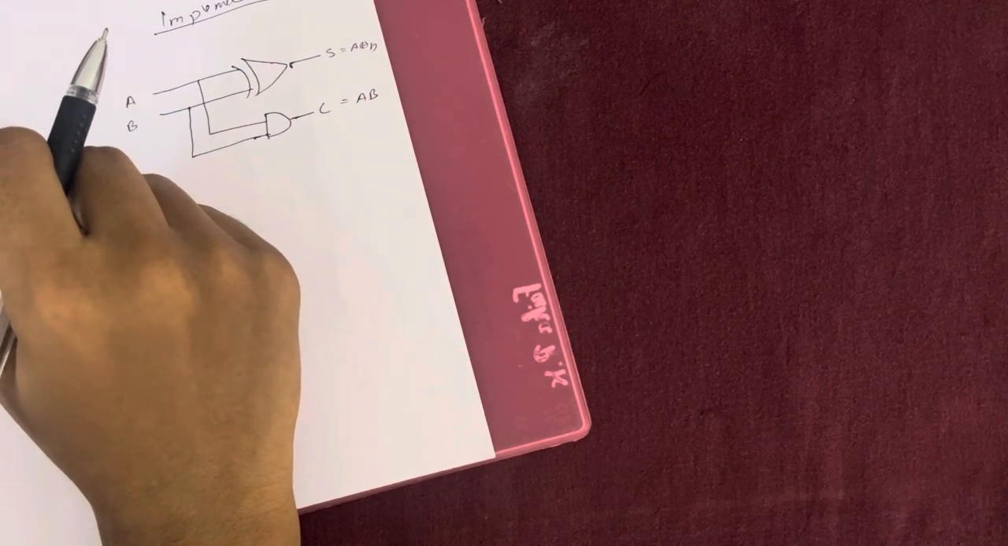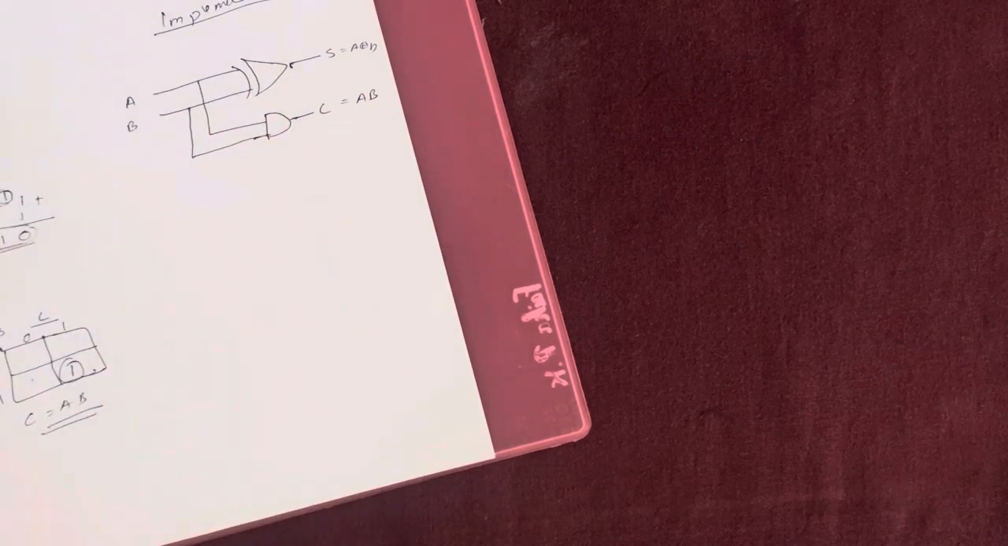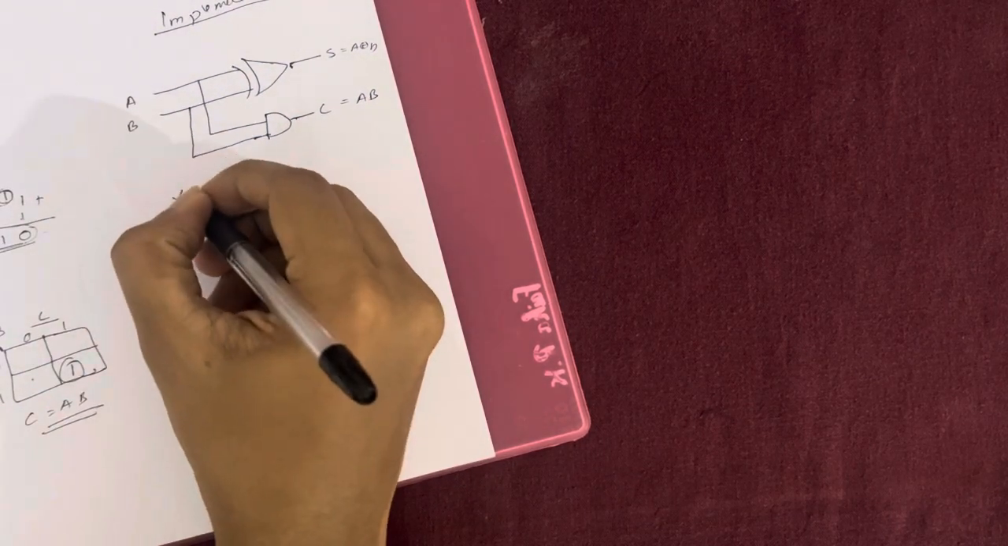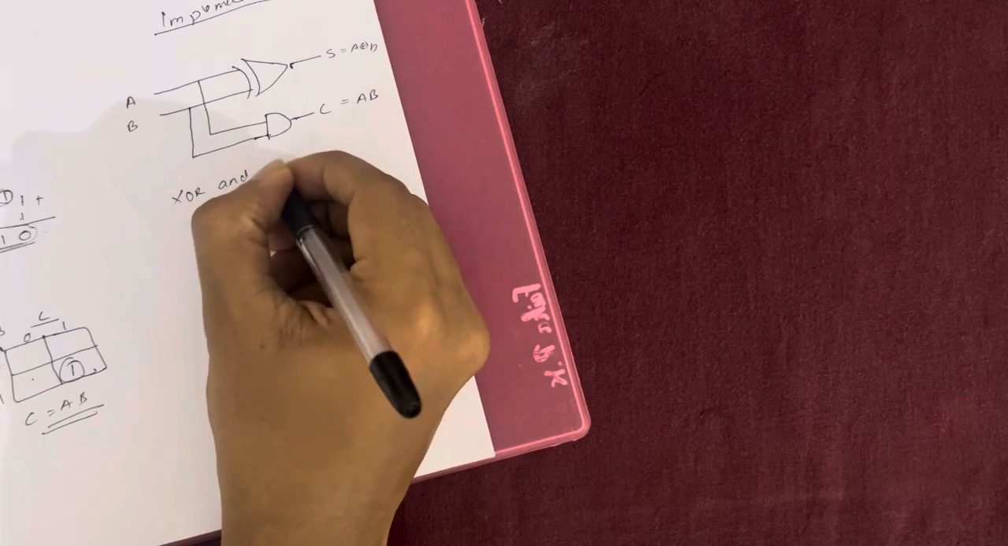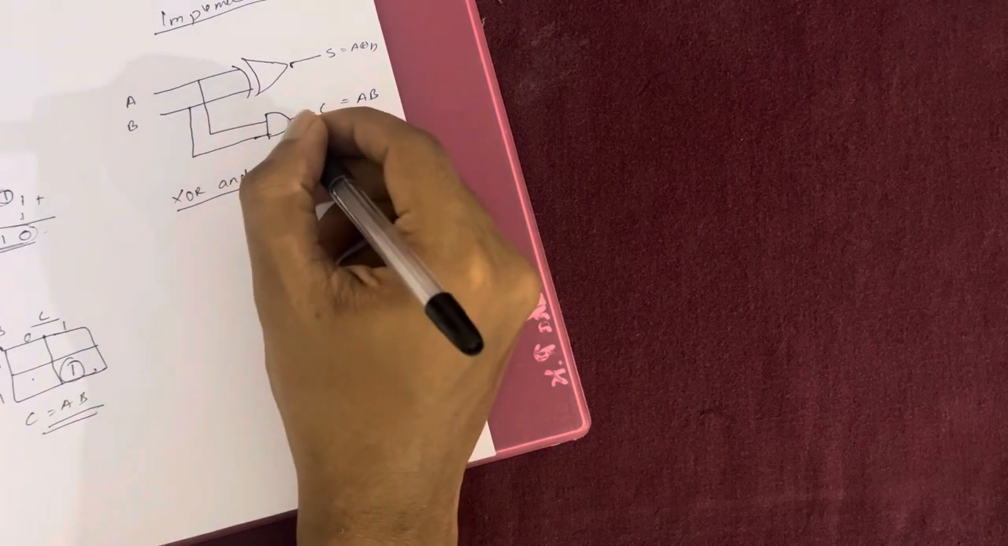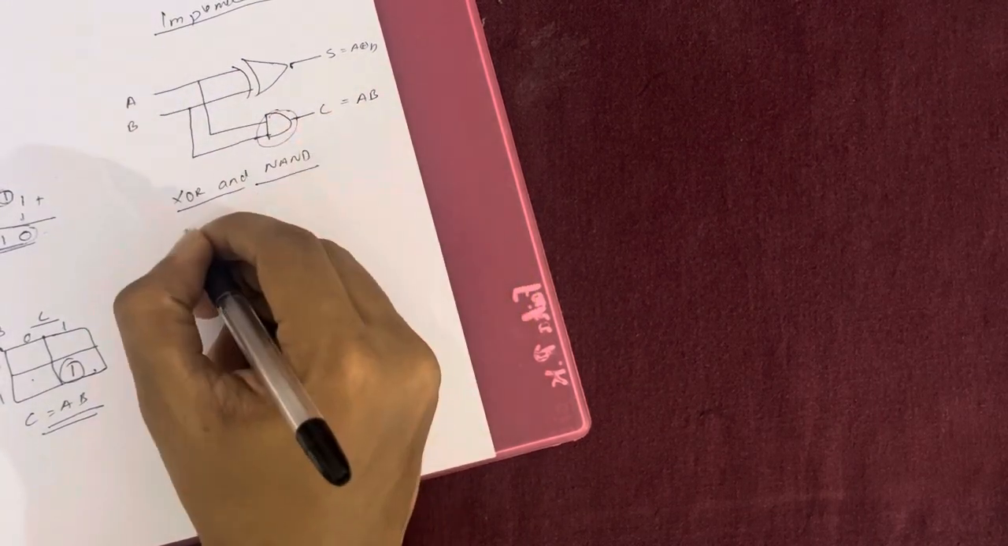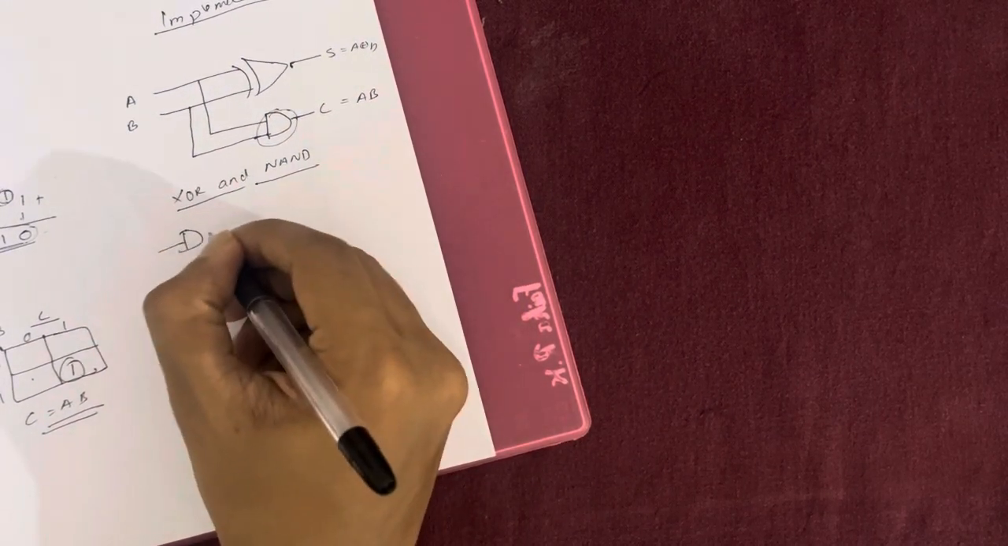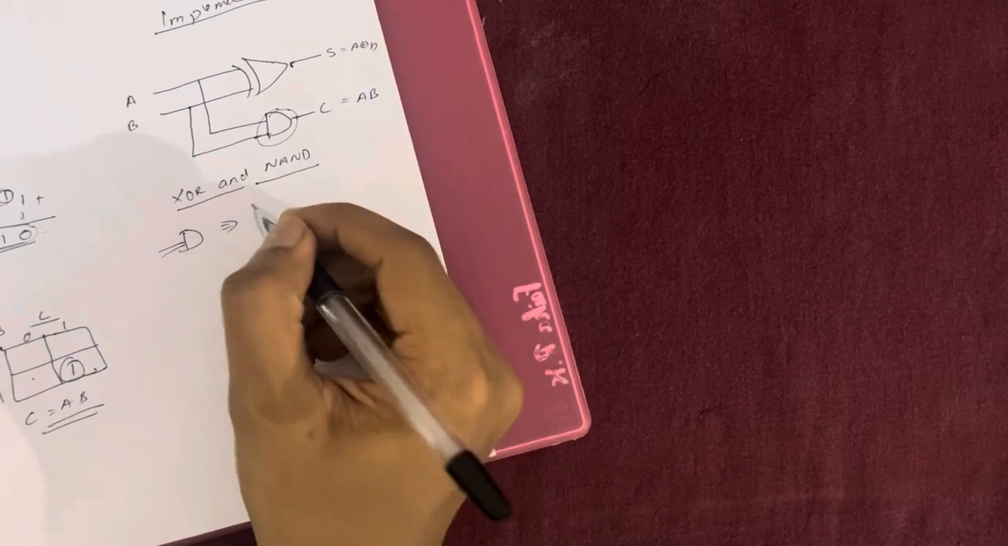And there is another question. We have to construct this by using XOR and the NAND gates. How do we construct this using XOR and NAND gates? Let's have a look. It's very easy, absolutely easy. You need to convert the AND. How do we convert AND to NAND? It's very easy.